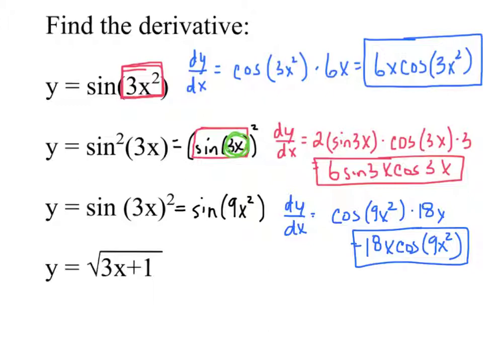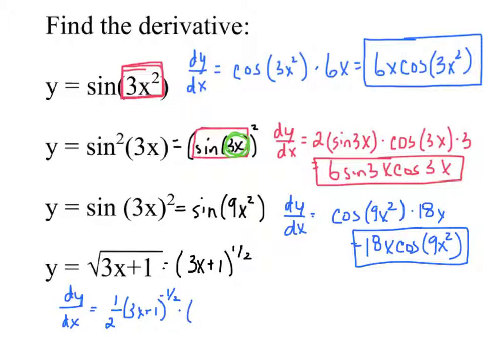Finally, we have the square root of 3x plus 1. I would always rewrite square roots with a fractional exponent. So it's 3x plus 1 to the 1/2 power. Well, the derivative: bring the 1/2 down out front, leave the inside alone, drop the power by 1, so now it's to the negative 1/2, and then multiply by the derivative of the inside, which is just 3.